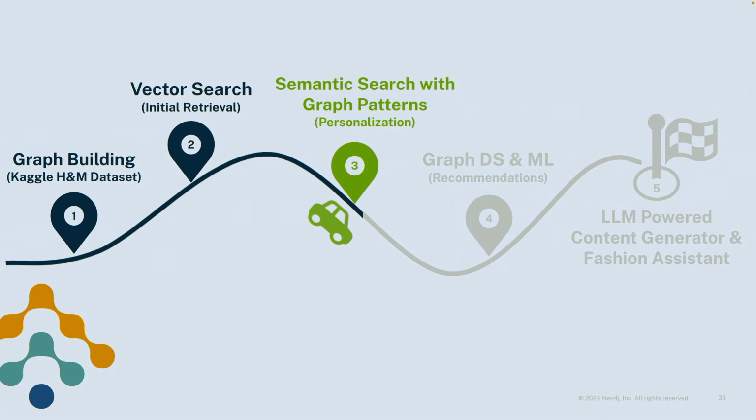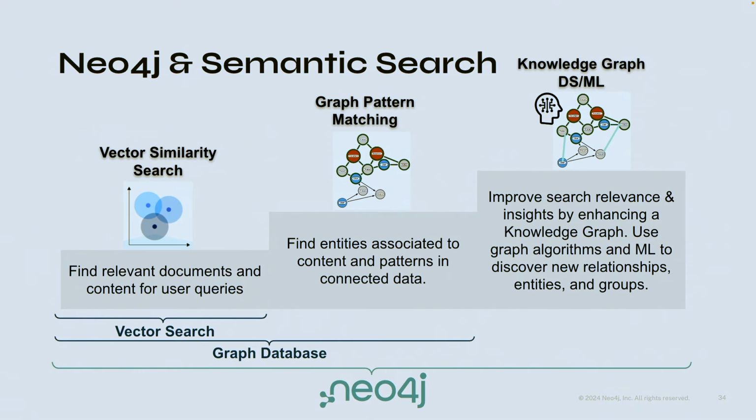All righty. So let's start with semantic search with graph patterns. This is going to be building on top of vector search where we start to work with structured data. When we think about Neo4j and semantic search, there are multiple layers. The first part is vector similarity search, which we just went over, which is just finding relevant documents. After that, there's graph pattern matching, which is saying, can I find entities associated to these documents and the patterns in that connective data? And then we have the more data science and machine learning part on top of it, where we can improve search relevance and do other things by running graph algorithms like embeddings.